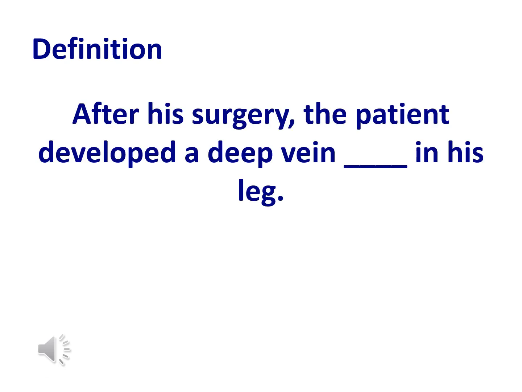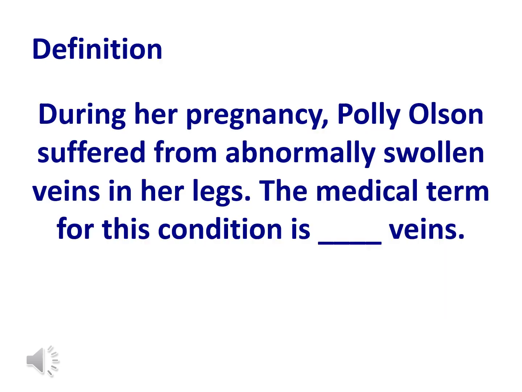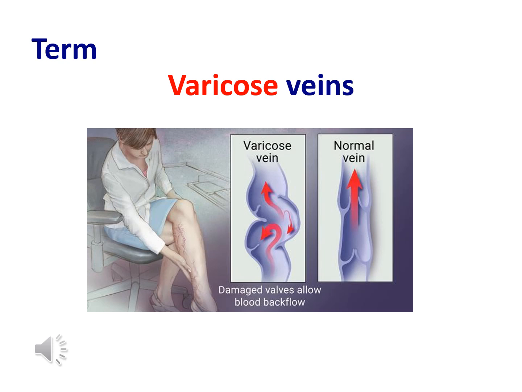After his surgery, the patient developed a deep vein blank in his leg. Deep vein thrombosis. During her pregnancy, Polly Olson suffered from abnormally swollen veins in her legs. The medical term for this condition is called varicose veins.